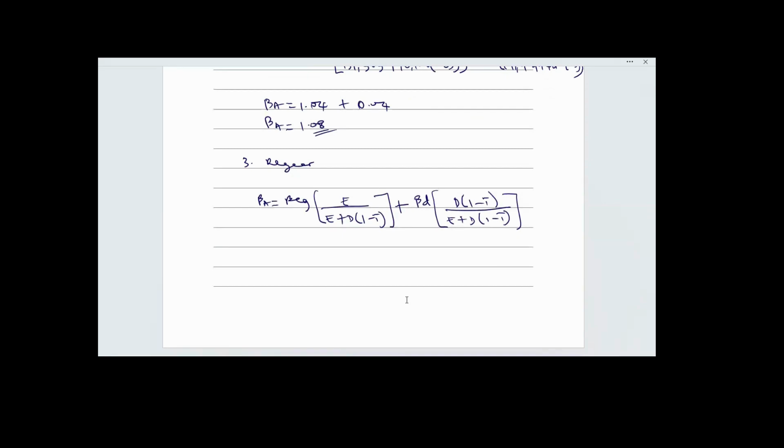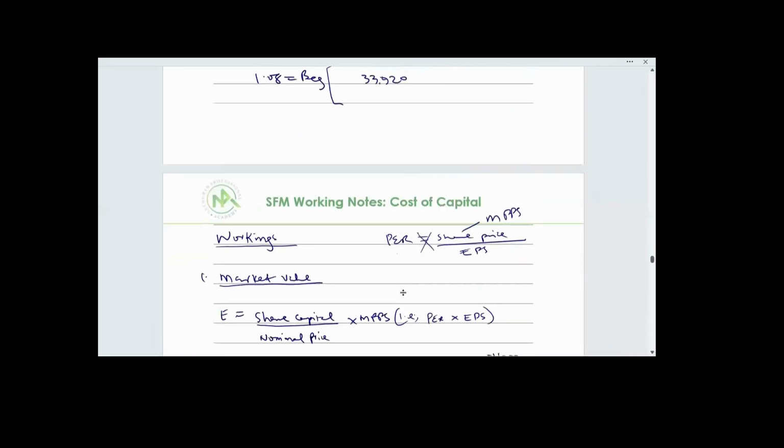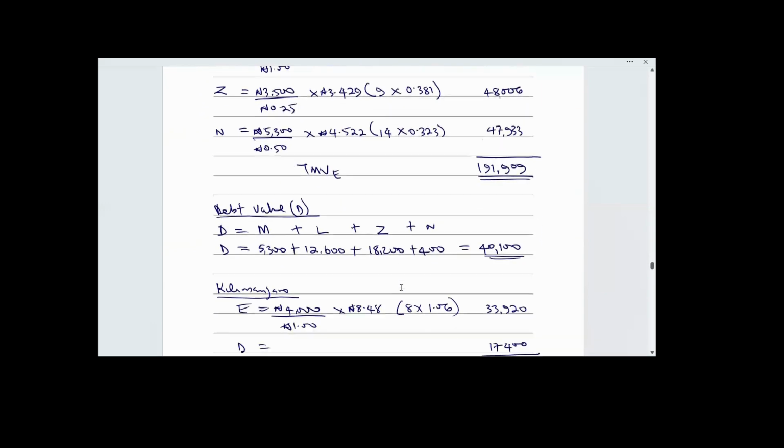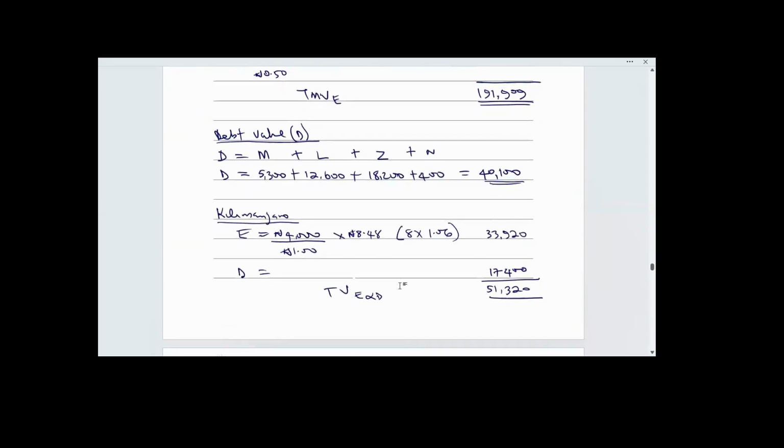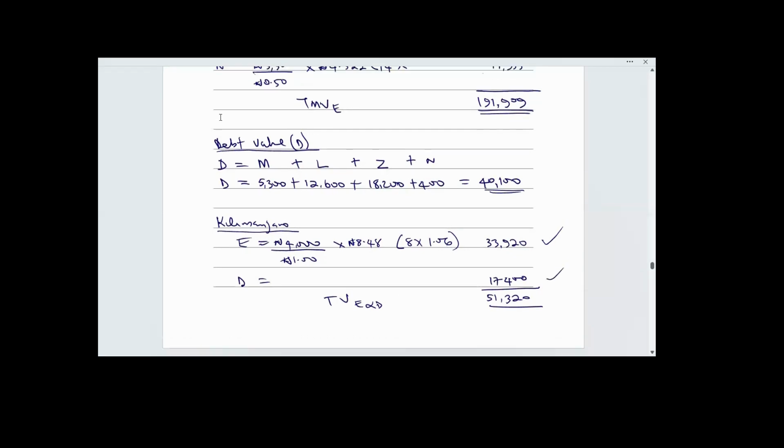Therefore, beta assets we got is 1.08. We are looking for beta equity of a geared company. That's what we are looking for. Equity value of Kilimanjaro, we got 33,920. Let me go there and confirm. Equity value of Kilimanjaro, 33,920. Debt value is 17.4.